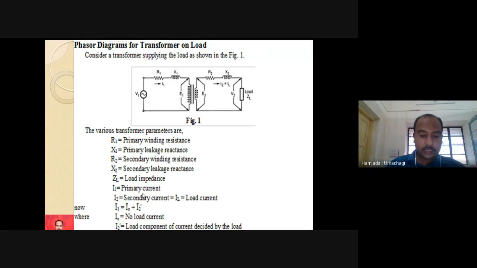Okay. So I2 dash is the current that is decided by the load, so its value is also given as K times I2. First you draw this circuit diagram and represent all the values, and say that I1 is equal to I2 dash plus I0, and I0 is the vector sum of IM and IC. And the secondary resistance R2, secondary leakage reactance X2, secondary induced EMF E2, then secondary load voltage V2, load impedance ZL, primary induced EMF E1, primary leakage reactance X1, primary resistance R1, primary current I1, primary voltage V1.